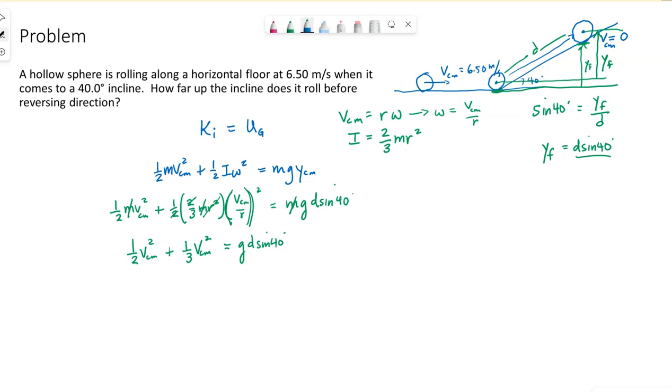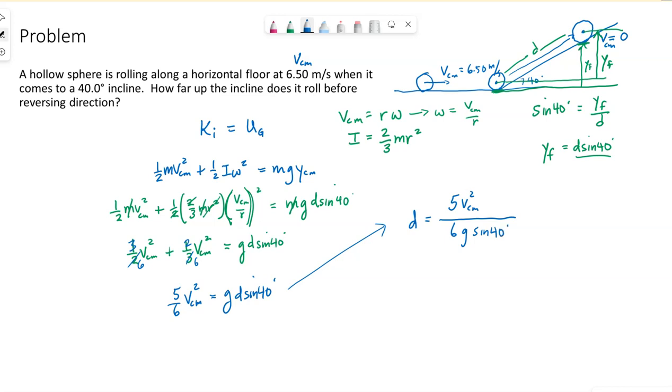So let's see, let's get a common denominator here. So 6, that would be 3, 2. So 5/6 v center of mass squared. We know the speed of the center of mass. They gave that to us. That's what the 6.5 is. We know g. We're looking for d. So if I solve for d, the distance up the incline, this is how far along the incline the sphere will roll.